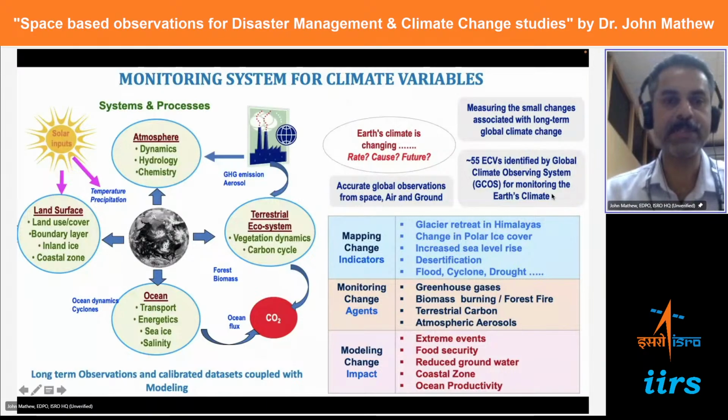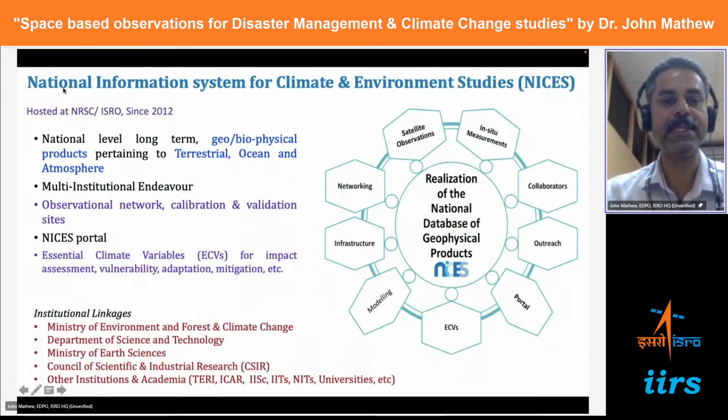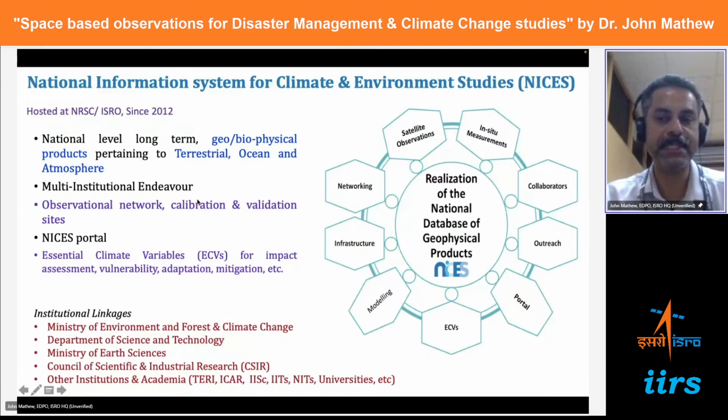So, having understood this, ISRO has initiated something called the National Information System for Climate and Environment Studies, that is called NICES. It is hosted at the National Remote Sensing Centre, and the purpose of this initiative is to create national level long-term biogeophysical products for terrestrial, ocean, and atmosphere parameters. And this is not an isolated initiative. It is in partnership with various institutions in the country, like the Ministry of Environment, Forest and Climate Change, or Ministry of Earth Sciences, CSIR, and other research institutions.